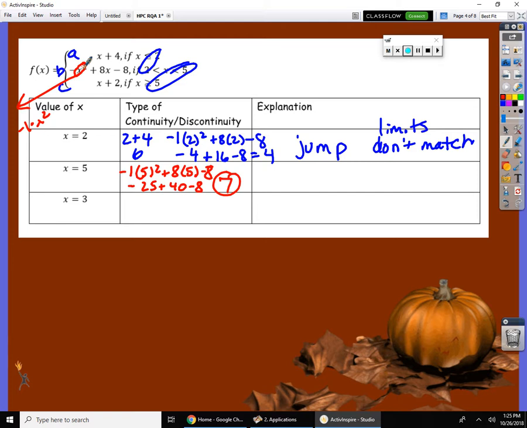And then we have 5 plus 2, which is 7. So it matches. So what type of discontinuity is that? They match. It is a hole. What's the correct name for hole? Removable. Why is it removable? Because the limits match.